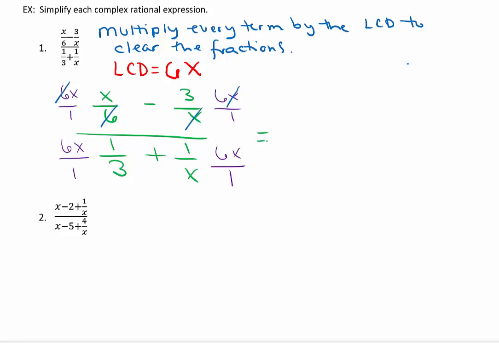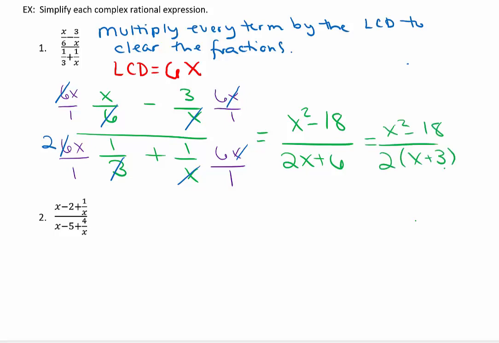First term of the numerator, I can cancel out the 6's. Second term of the numerator, the x's. And I'm left with x squared minus 18. In the denominator, 6 divided by 3 is 2, so we're left with the 2x, and then we can cancel out the x's. So the denominator is 2x plus 6. Finally, I would factor to see if there's any common factors. The only thing that can be factored here is the denominator. We can write that as 2 times x plus 3, but there are no common factors. There's nothing I can cancel out, and so this is my final answer.